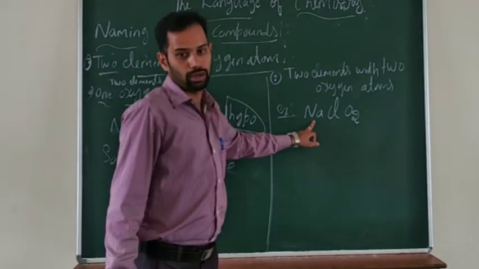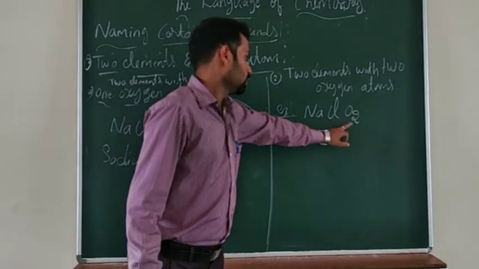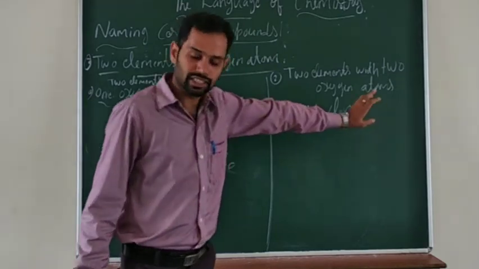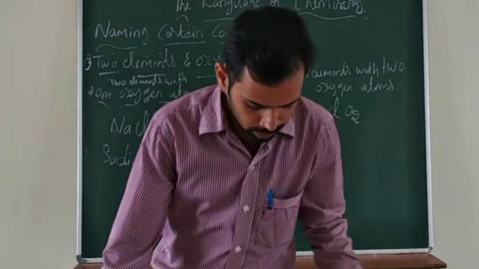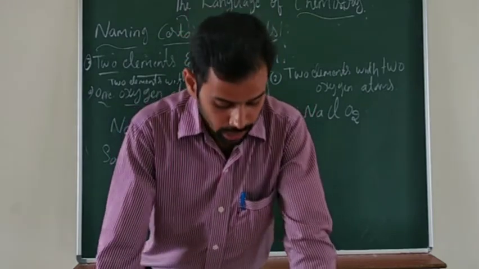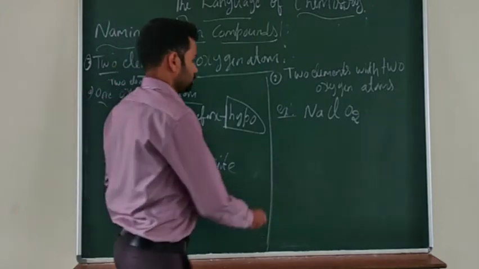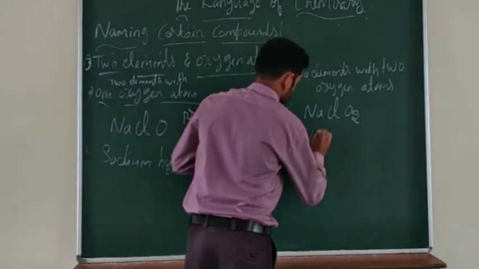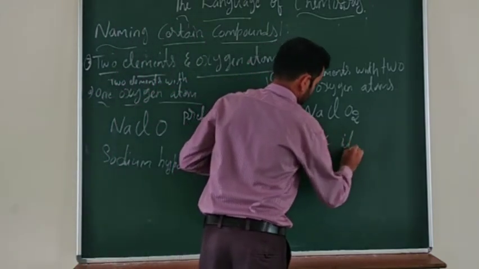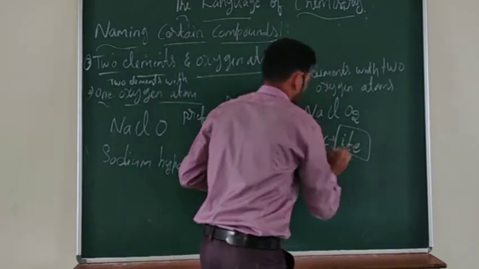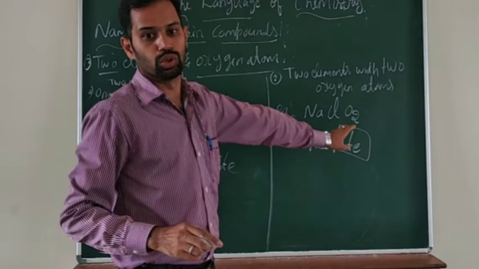Look at that. Sodium is one element, chlorine is another element. Two oxygen atoms are there. At that time, how to name the compound? You should add the suffix ite. So use the suffix ite. Suffix ite should be used.